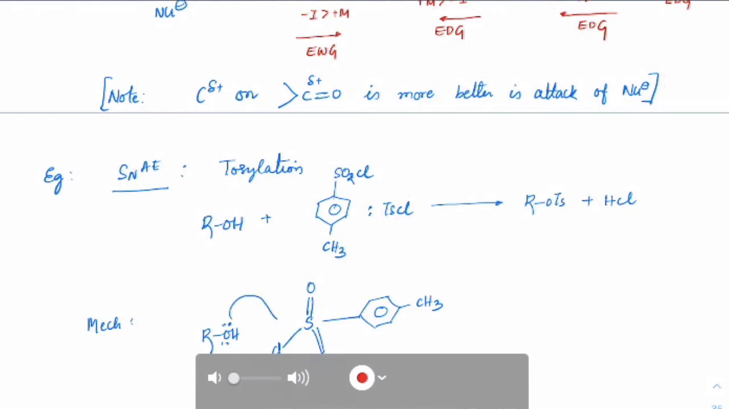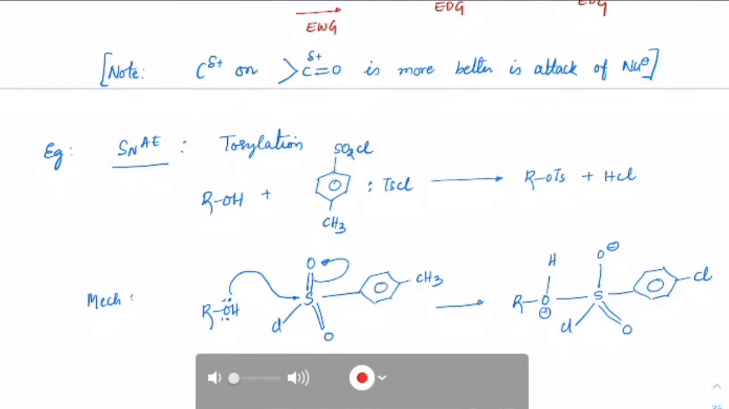So the lone pair will attack on sulfur, oxygen will break that double bond, and we will get R-O-H plus S-O minus, Cl, double bond O, and this group. This is what happens in tosylation.